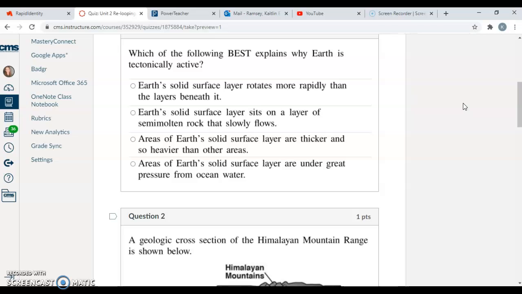Again, I apologize for the bell. So go ahead and pause and try to choose the answer choice that goes along with explaining why the Earth is tectonically active.